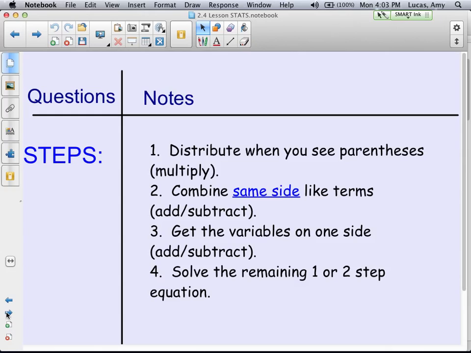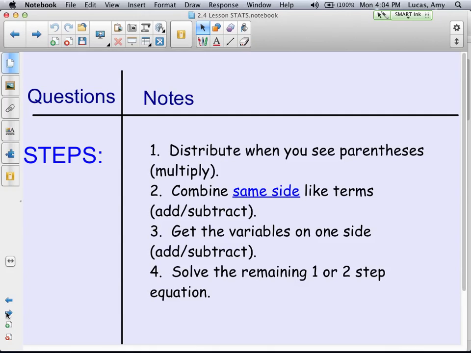Our first step, step 1, says distribute when you see parentheses. So similar to PEMDAS, start with the parentheses. Different, however, we have to distribute. So distribute whatever's in front of the parentheses, which of course means multiplying. Then the second step that we're going to work with says combine same side like terms by adding or subtracting.